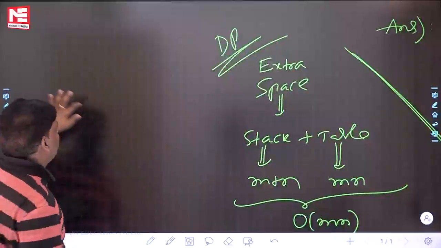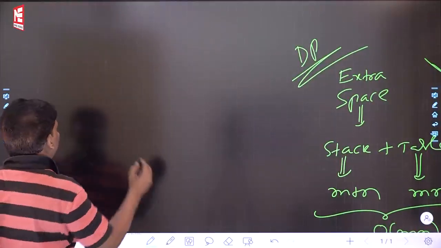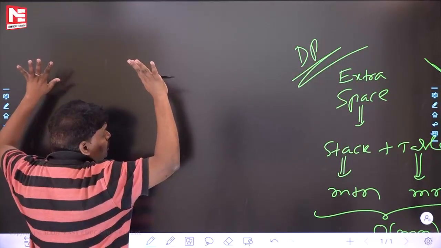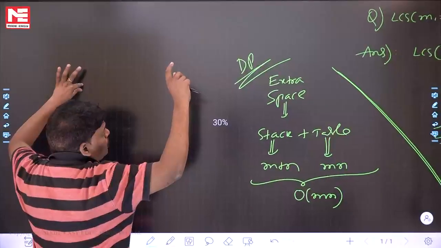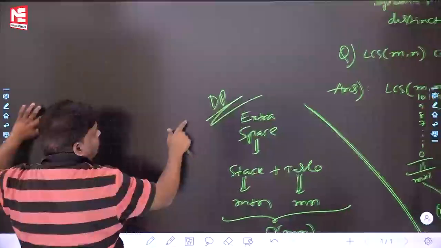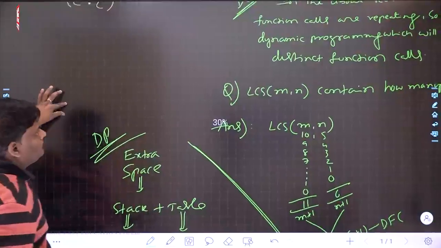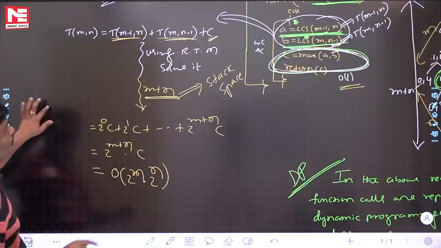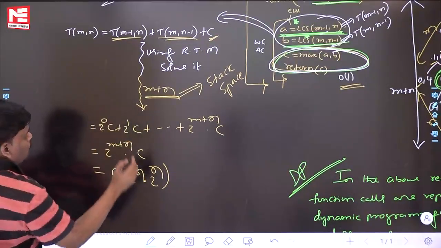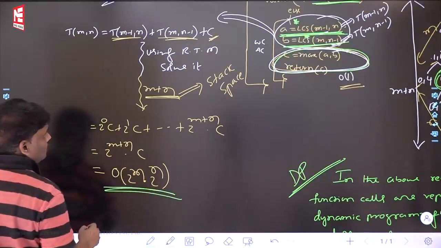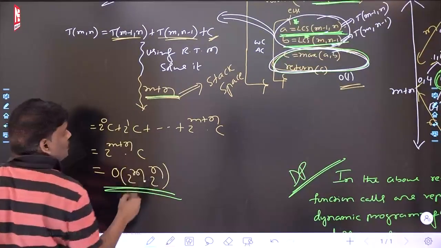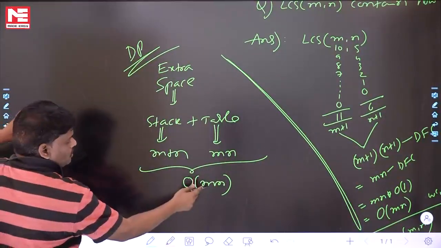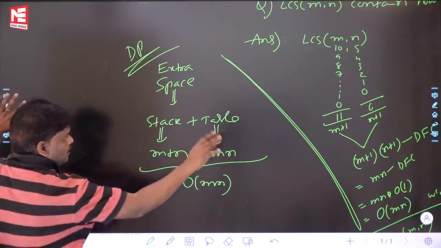Let me say one more small line. Carefully listen. This is also required. Those people who had a small doubt, here is the final conclusion. This is called without dynamic programming: time this much, stack space this much. With dynamic programming, time mn, extra space mn. Both the time and space are the same here.